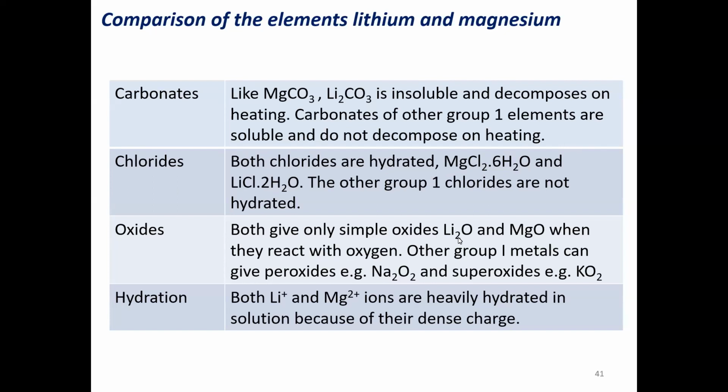Now the oxides. Both of them react with oxygen to give simple oxides, what we call the normal oxide, with oxidation state of +2. Other group 1 metals can give peroxides and superoxides. Peroxide is when the oxygen is in oxidation state of -1, while superoxide is when the oxygen is in oxidation state of -0.5. But these are for your group 1 elements. Only lithium will form a simple oxide, that is the normal oxide, and it's similar to magnesium, which also forms the normal oxide.